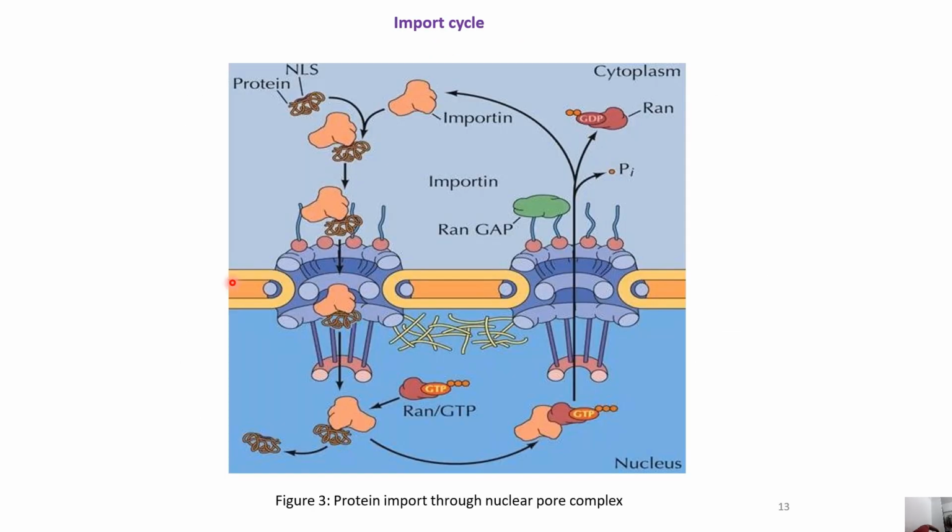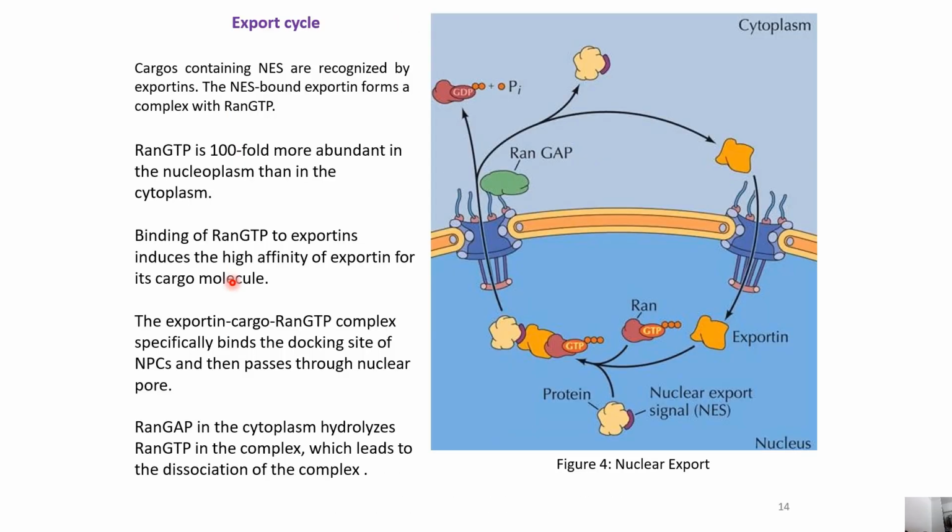The protein import through the nuclear pore complex. Now the export cycle. Cargoes containing NES are recognized by exportins. The NES-bound exportin forms a complex with RAN-GTP.